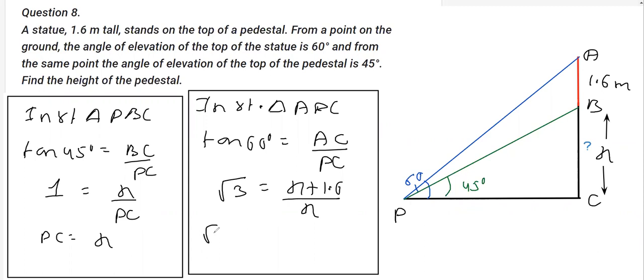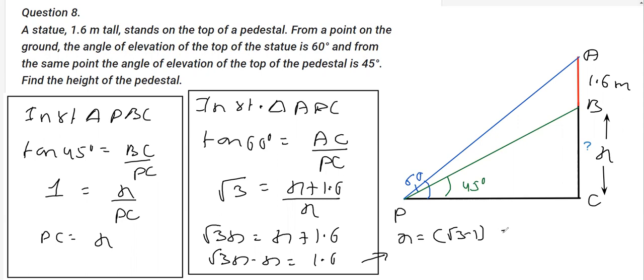Now with cross multiplication, we'll get √3x is equal to X plus 1.6. On transposing X to the left, further, what we can do is to take X as common. If we take X as common, we'll get X times √3 minus 1 is equal to 1.6. On transposing √3 minus 1 to the other side, it will be divided.